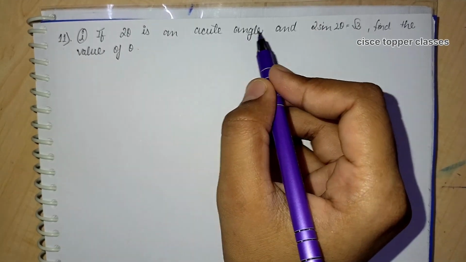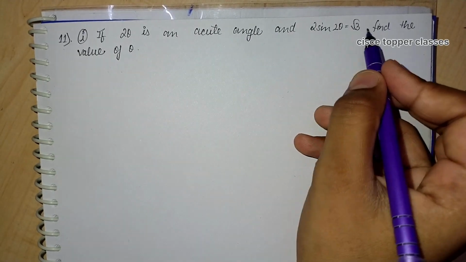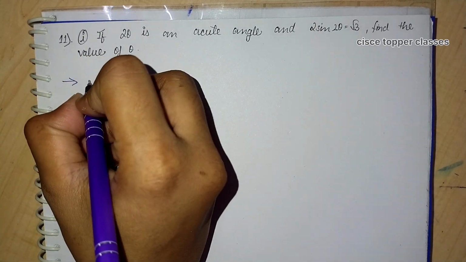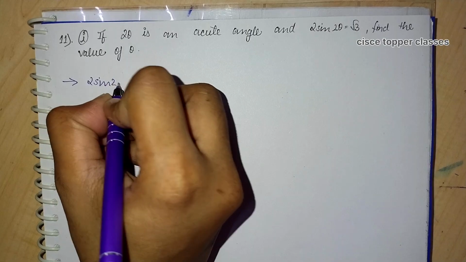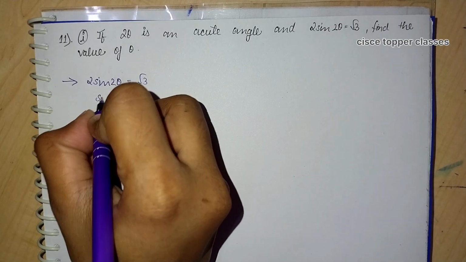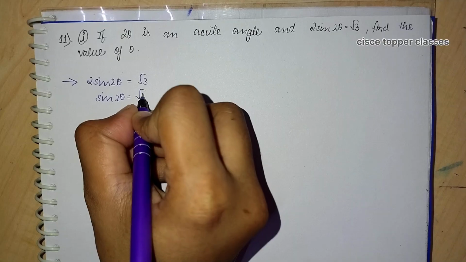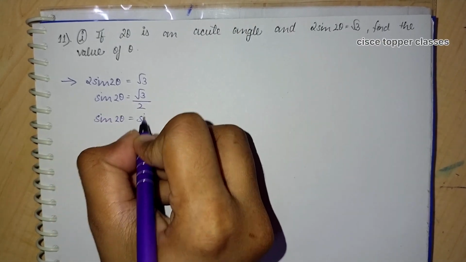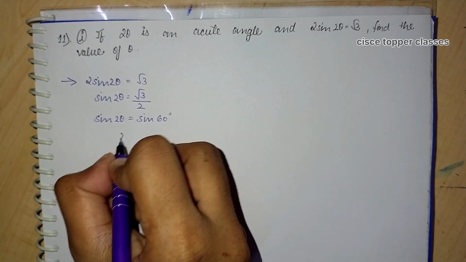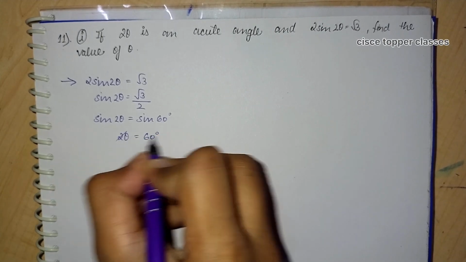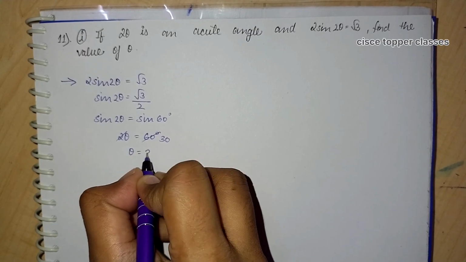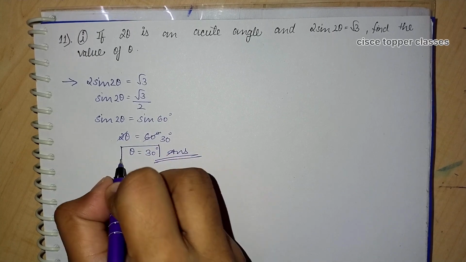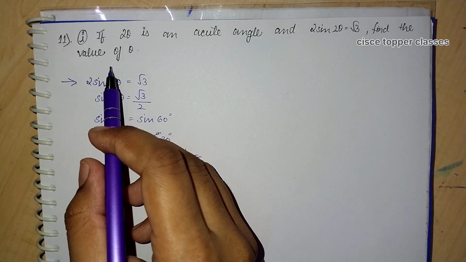If 2 theta is an acute angle and 2 sine 2 theta is equal to under root 3, then find the value of theta. The given part is 2 sine 2 theta is equal to under root 3. So sine 2 theta is equal to under root 3 by 2. From there, sine 2 theta is equal to sine 60 degree. On comparing, 2 theta is equal to 60 degree, then theta is equal to 30 degree. Hence, this is the final answer in this question. Theta is equal to 30 degree, and this is only what we have to find in this question.